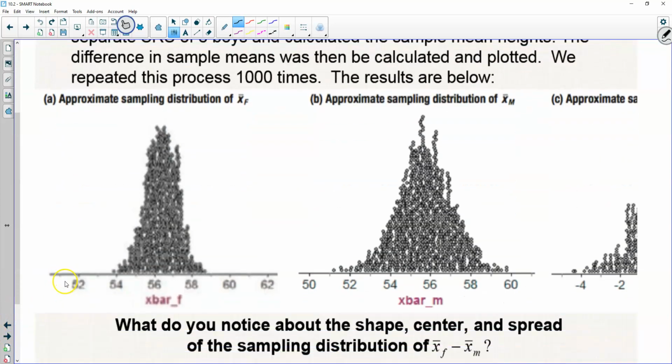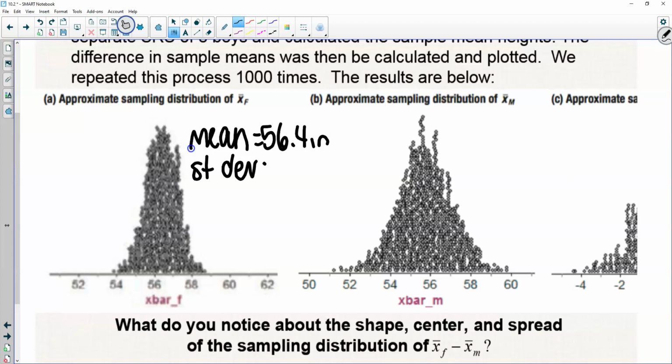Unfortunately this one did not turn out like it did for the proportions. The picture got kind of cut off, so I'll write down the sample data for us. Our shape here is obviously approximately normal. The center, the mean like we had mentioned before, is 56.4 inches, and the standard deviation is 0.8. For the sampling distribution, remember, we have to divide the standard deviation they gave us by the square root of the sample size.